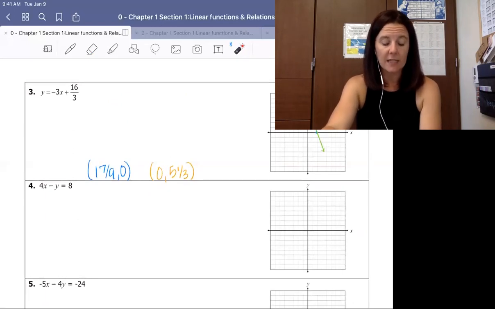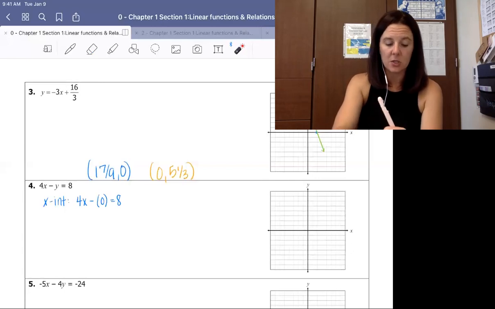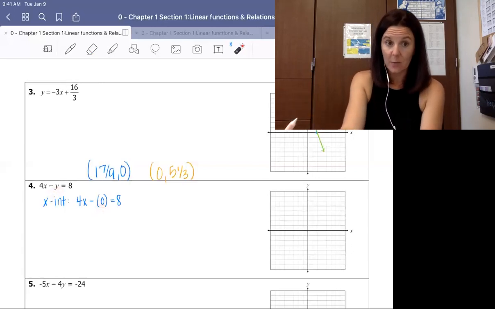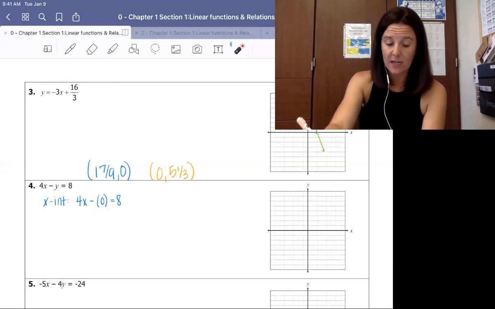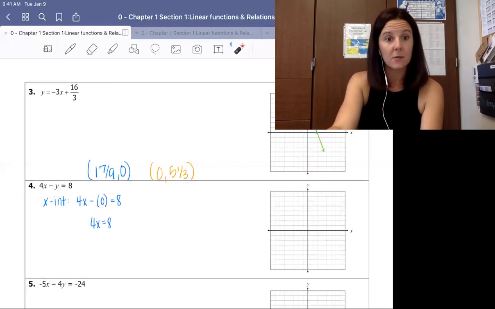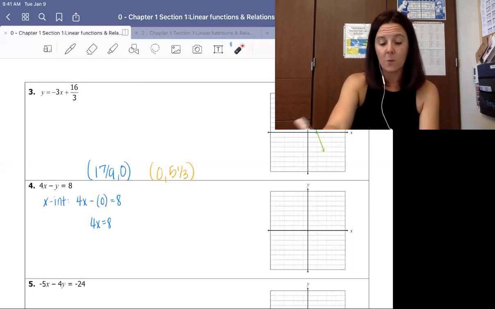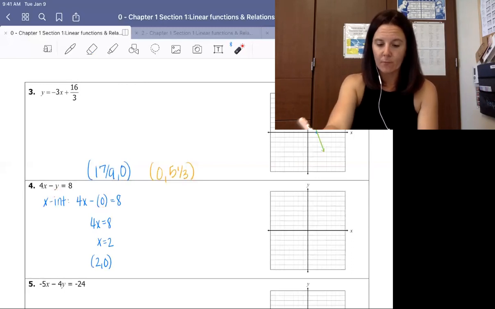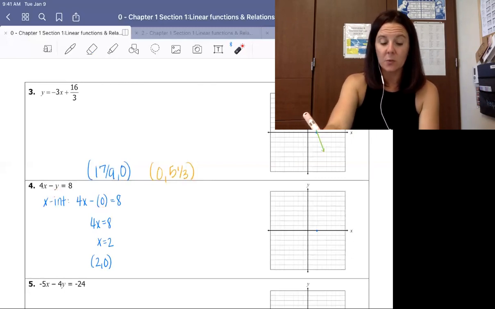Okay, so 4x minus y equals 8. To find the x-intercept, we're going to substitute 0 in for y. That just makes that one go away. So we get 4x minus 0 is just 4x, which is equal to 8. Divide by 4 and x equals 2. So we plot that point for our line at 2, 0.